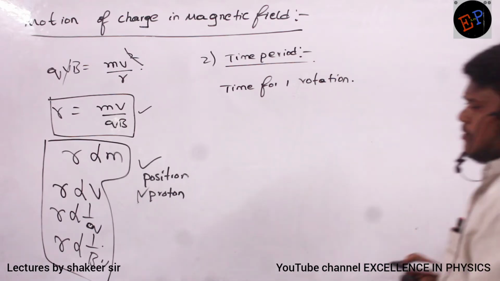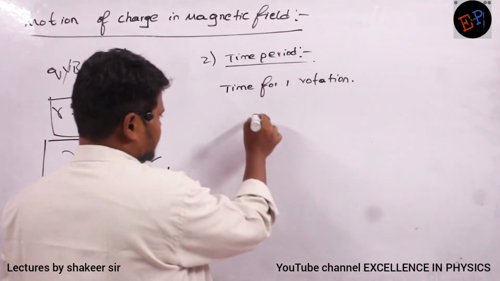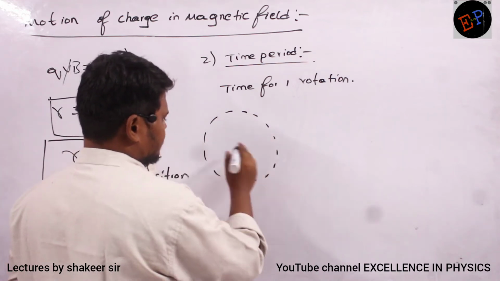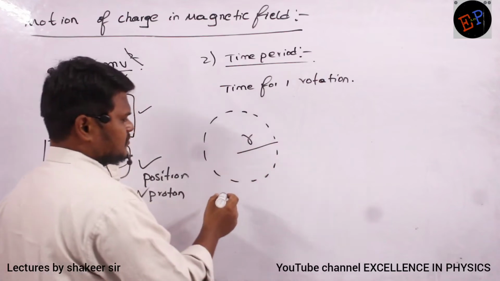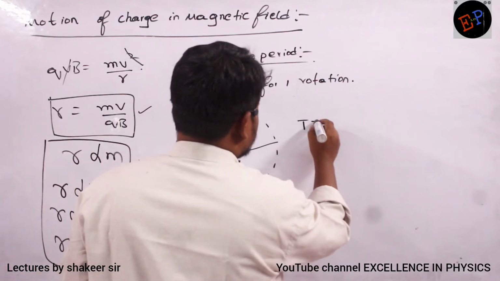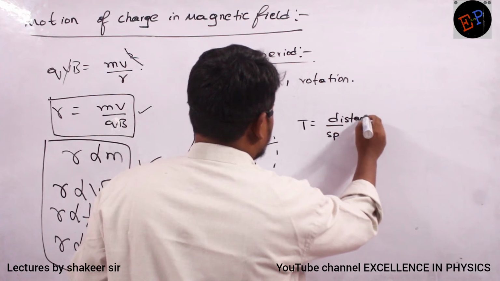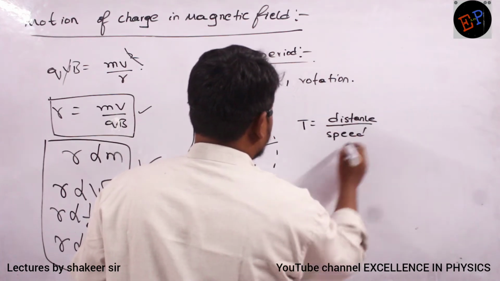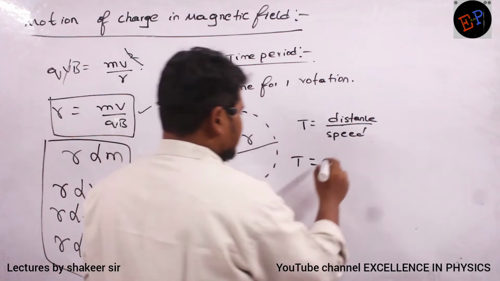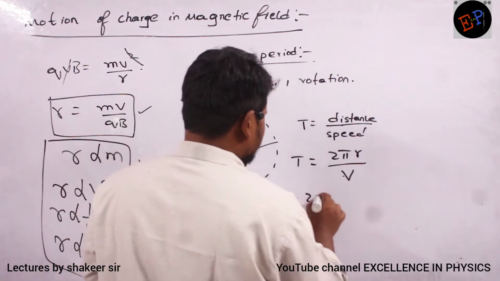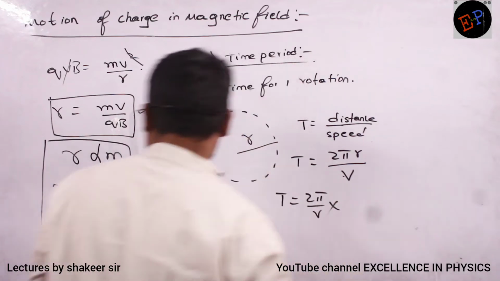See, this is the circular path which is traced, and the radius of the circular path is r. So time is nothing but distance by speed. Distance is nothing but 2 pi r. Speed is nothing but v. So T is equal to 2 pi by v multiplied by radius.